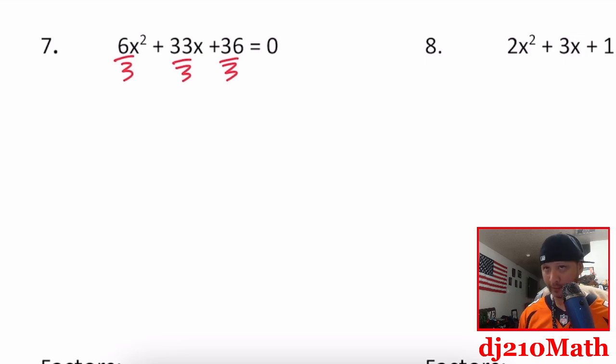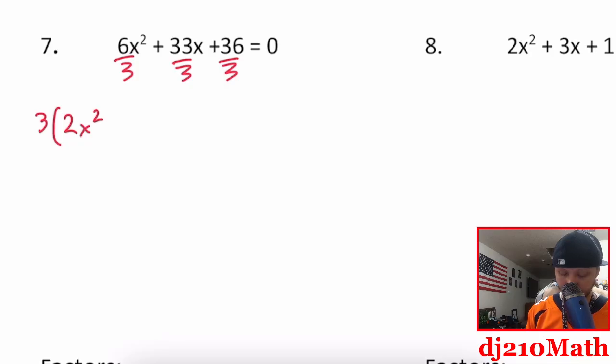So let's just factor out the GCF. Only on the left side. Leave the 0 alone. So then this is going to be 3, 2x squared plus 11x plus 12 is equal to 0.